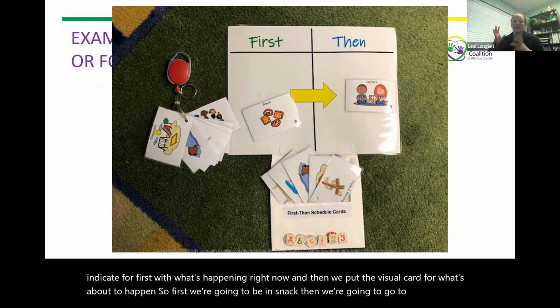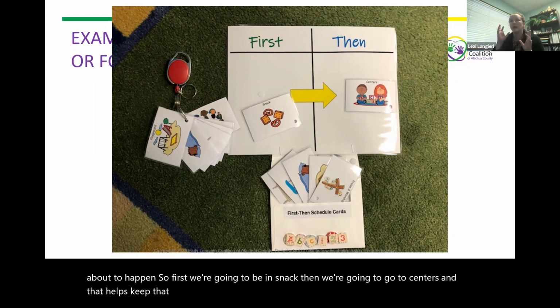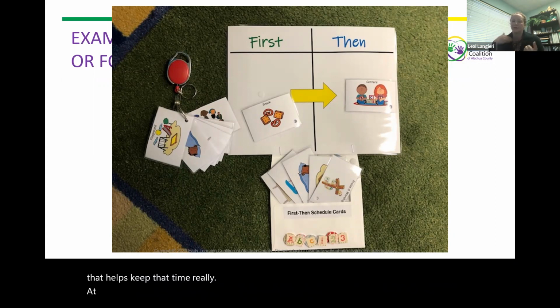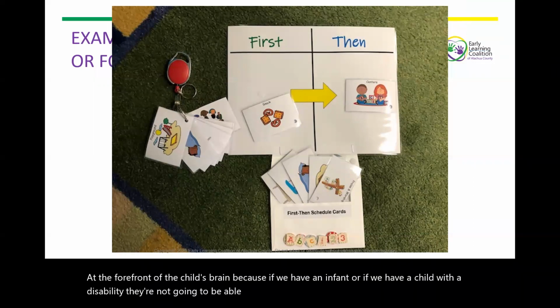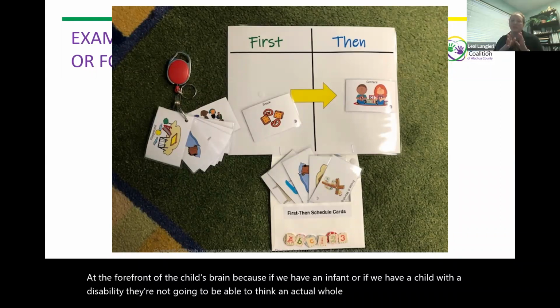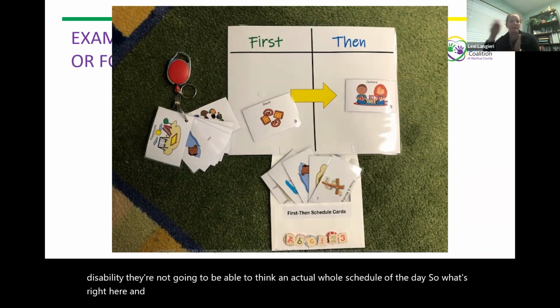And that helps keep that time really at the forefront of the child's brain. Because if we have an infant or a child with a disability, they're not going to be able to think through the actual whole schedule of the day. So what's right here and right now and what's about to happen is the most important for them in that moment.